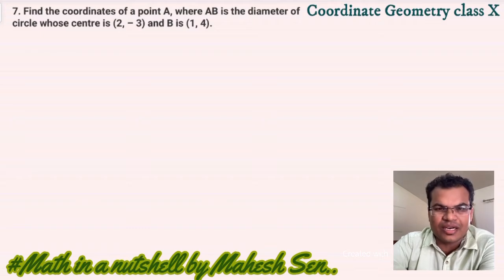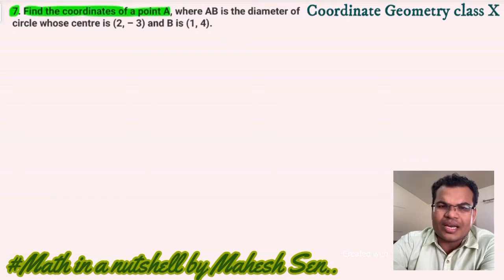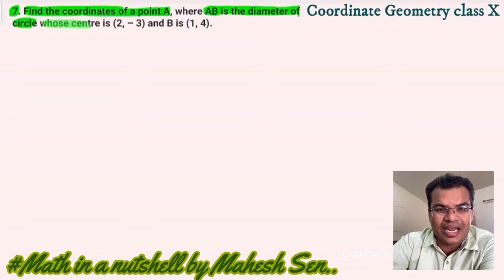Guys, today we are having question number 7. We have done questions 1 to 6 before this video. So what is question number 7? Find the coordinates of the point A, where AB is the diameter of the circle and the center is 2 comma minus 3 and B coordinate is 1 comma 4.